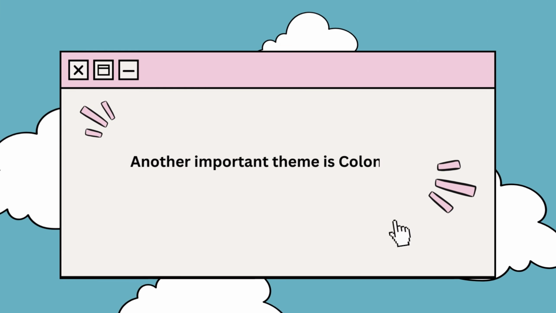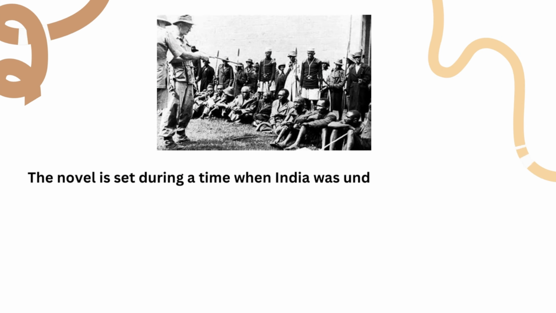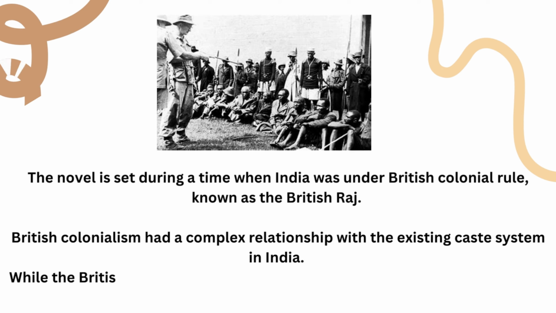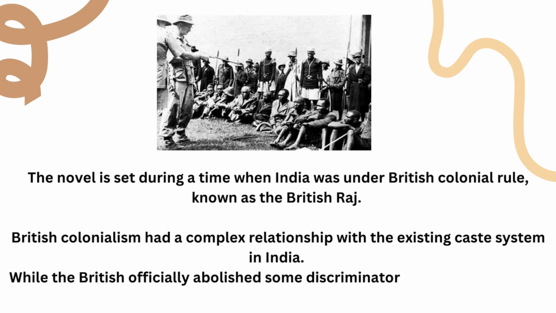Colonialism. The novel is set during a time when India was under British colonial rule, known as the British Raj. British colonialism had a complex relationship with the existing caste system in India. While the British officially abolished some discriminatory practices, they also relied on the caste system to maintain control.